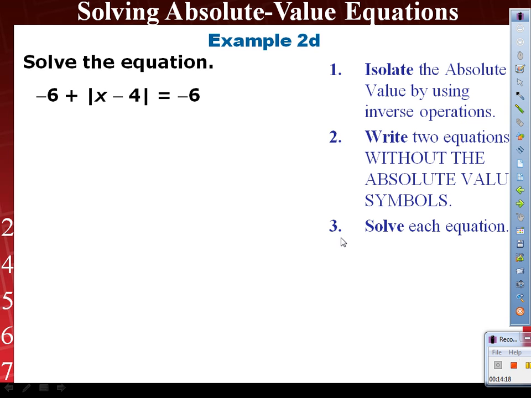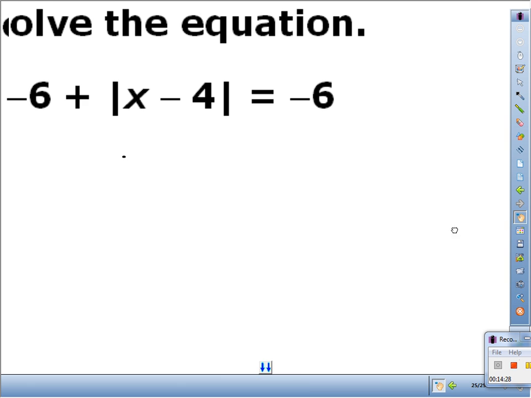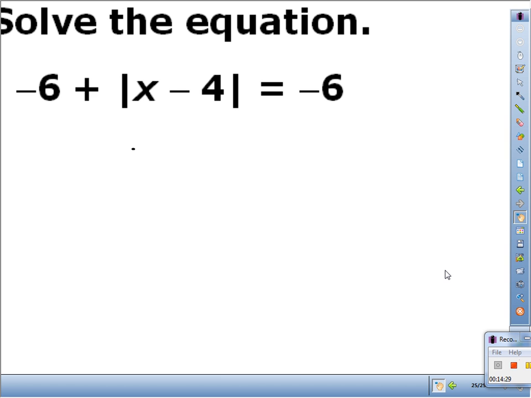Copy this one. Do that one by yourself. See how you do. I'll give you guys 40 seconds. Go. Keep the answer to yourself. Copy that. All right, check with the neighbors, see what they got.